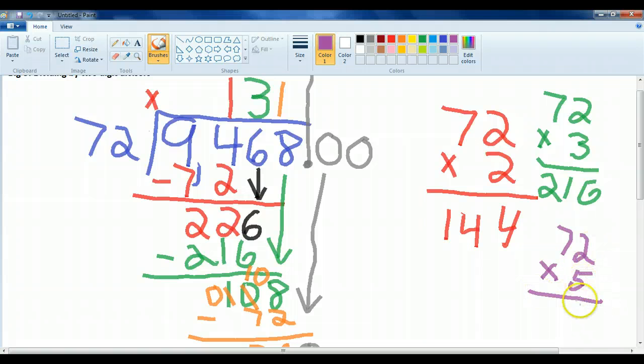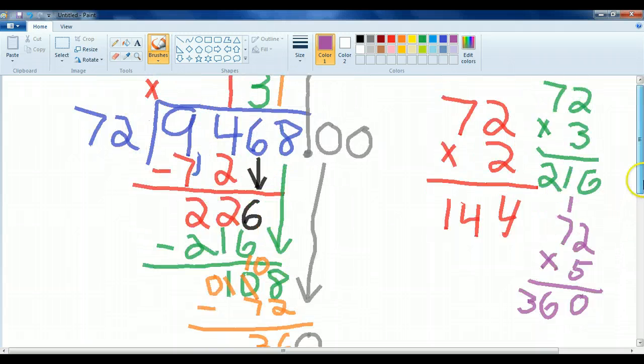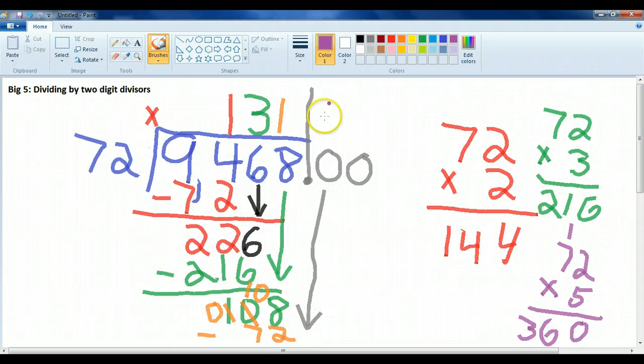Okay, 5 times 2 is 10. 7 times 5 is 35, plus 1 is 36. Uh-oh, I think we got a winner here. Let's look. 360, perfect. So it's 5. And there we have our answer.